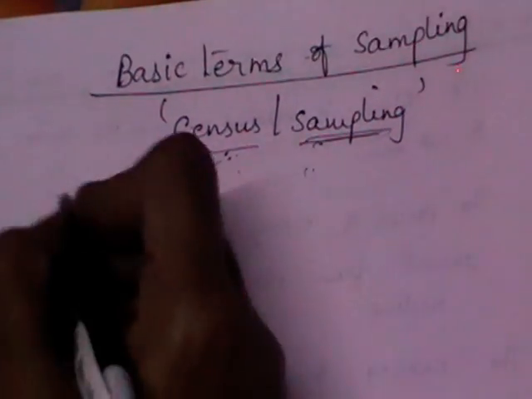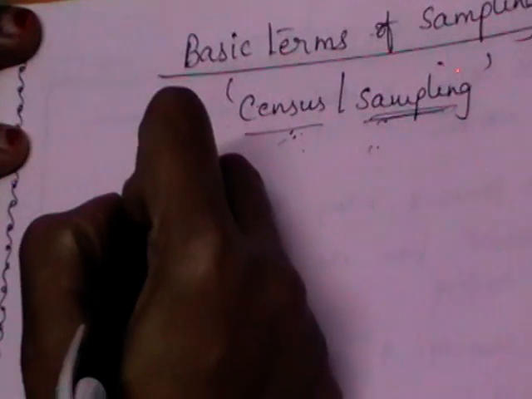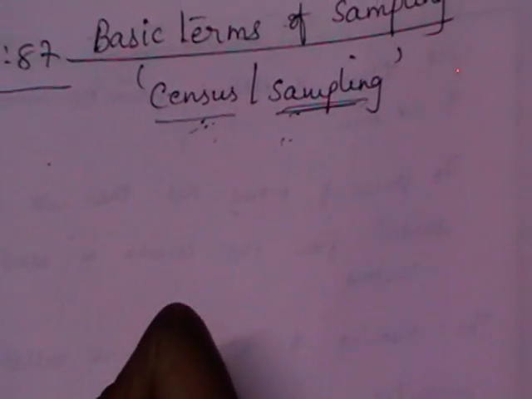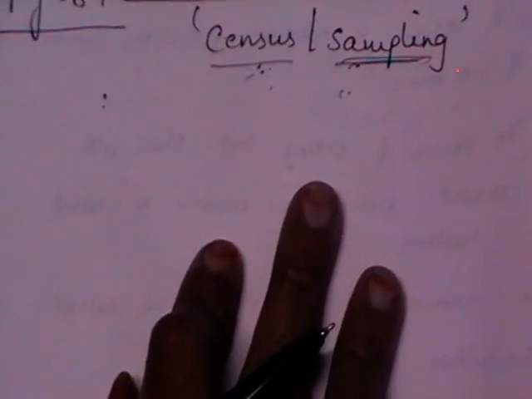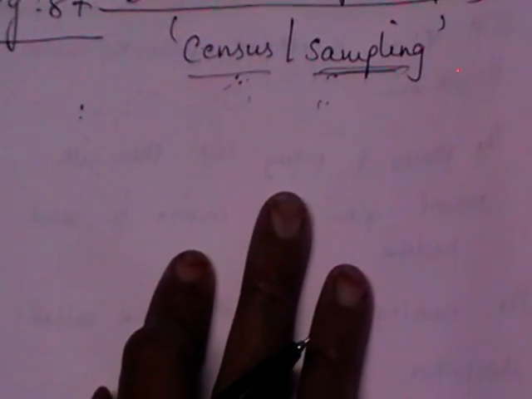Now let us see what the basic terms involved in sampling are. You can refer to Rahul book page number 87 for this. So let us see what the basic terms in sampling are. We have sampling, which we have just discussed. The next one is population.